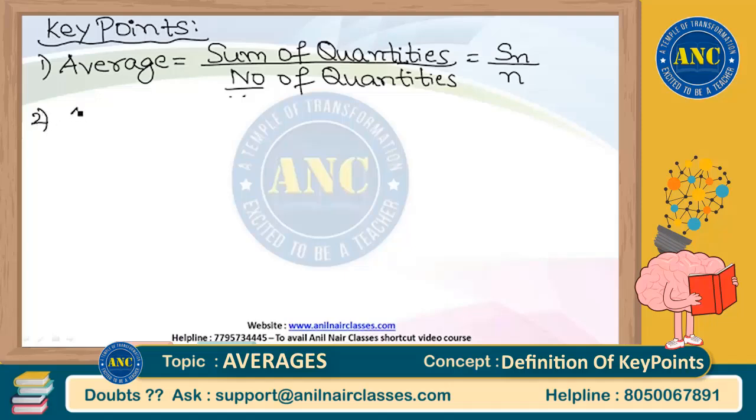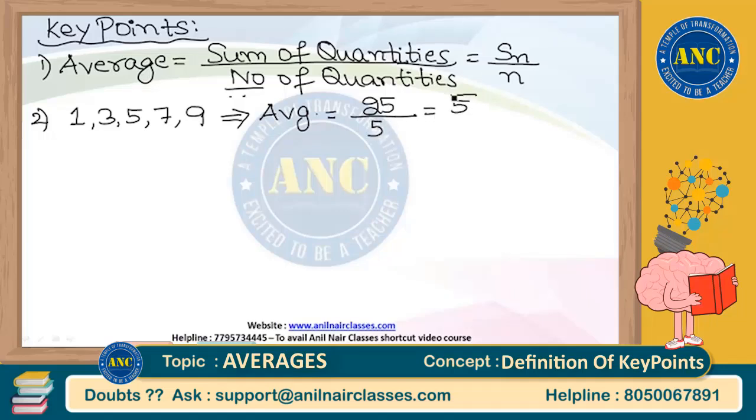Suppose for example, I have a series 1 3 5 7 9, right? Just now I told you average is nothing but sum of the quantities by number of quantities. Sum is nothing but if I add all these 5 terminologies, I will get the sum as 25 divided by number of quantities is 5. 25 divided by 5 is 5. My average for this given series is 5.